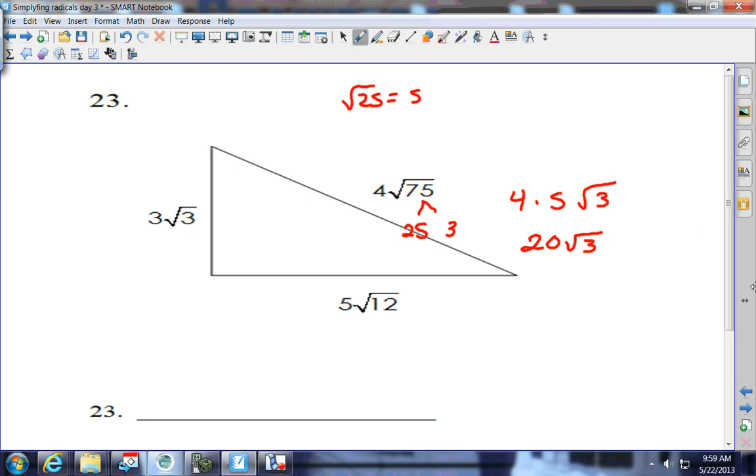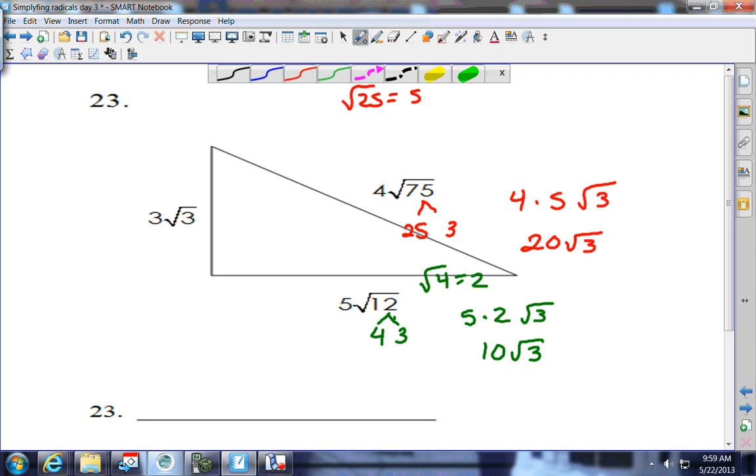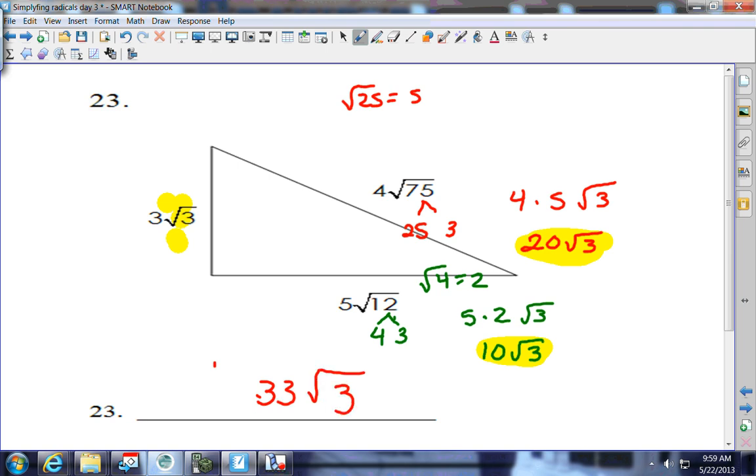Now for 12, this breaks up into 4 and 3. Square root of 4 is 2. So I have 5 times 2, square root of 3, which becomes 10 square root of 3. Well, I need to add these all together. Oh, come on there. My board doesn't want to write. Okay, 10 plus 20 is 30. I have 33 square root of 3. That's your perimeter.